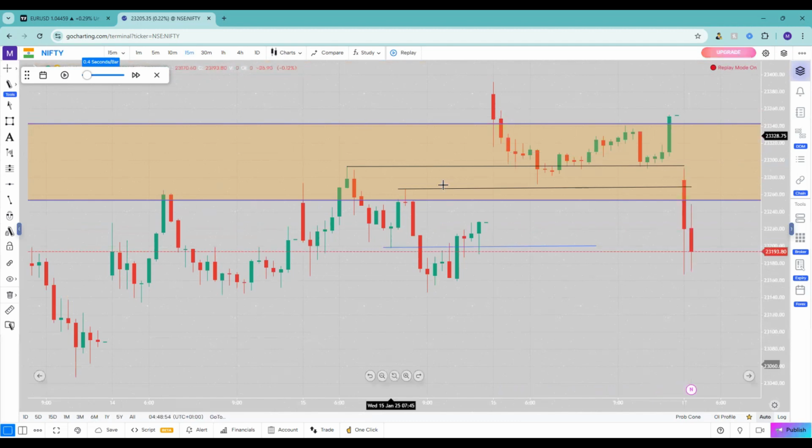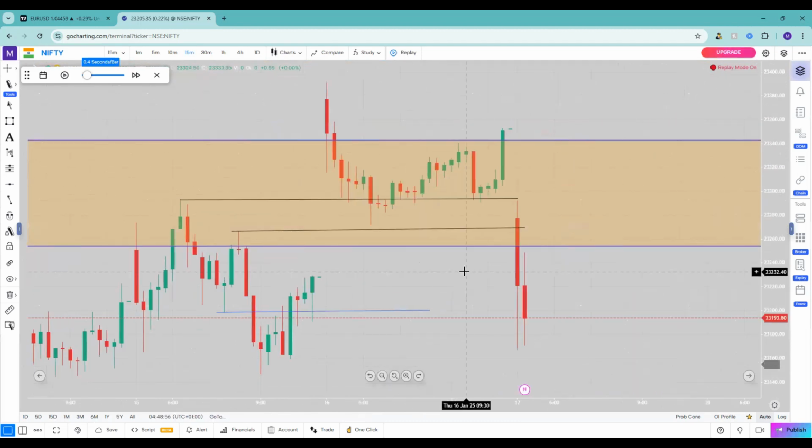Now we have a change of character, indeed. At this very top, we are looking for a bearish change of character here, mind you. So it swept the liquidity all the way up here.